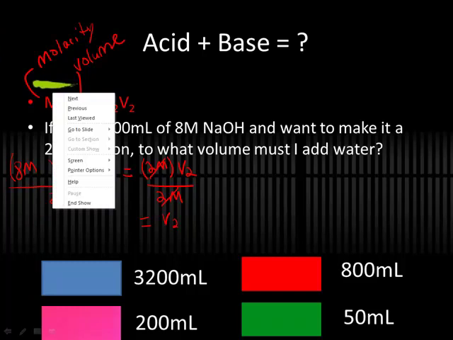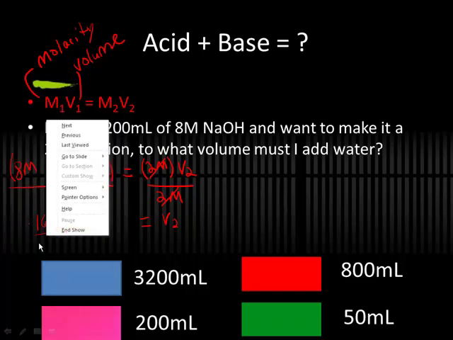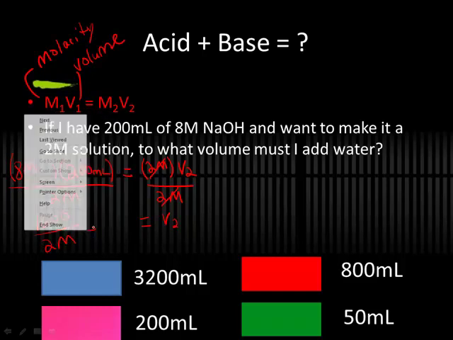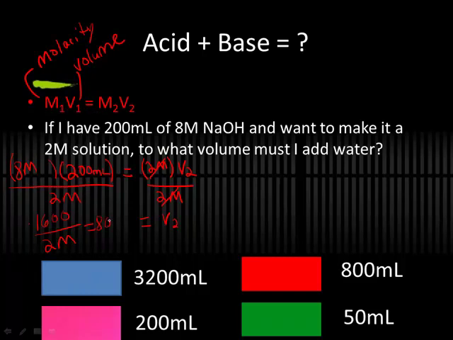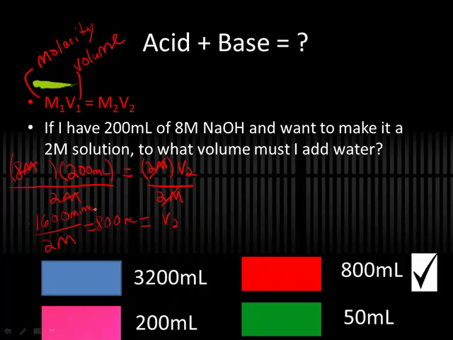8 molar times 200 gets you 1600 over 2 molar equals 800 milliliters. So our molarities have canceled, and we're left in milliliters. Our second volume needs to be 800 milliliters, so we should get the red one. Hopefully you did as well.